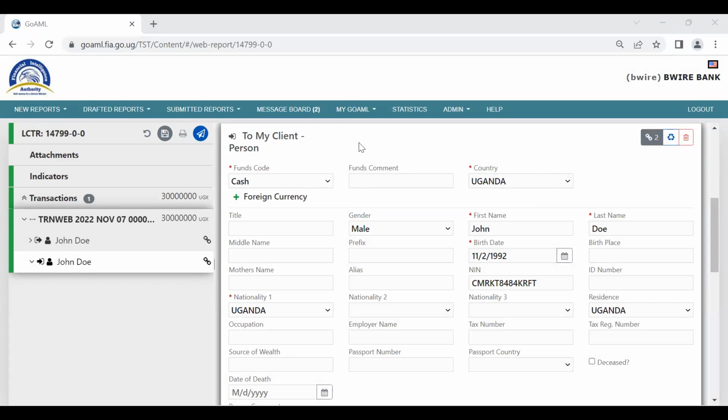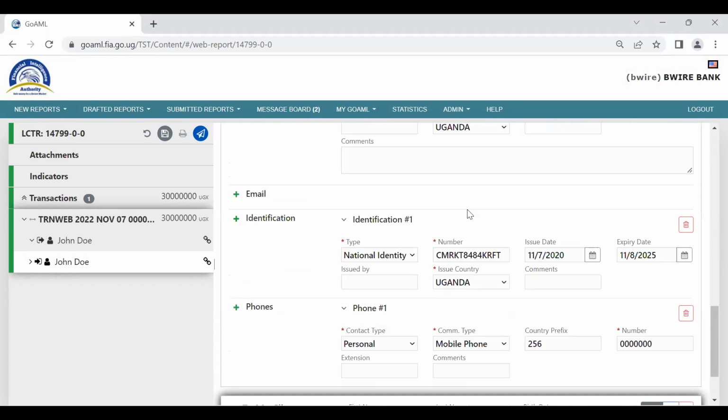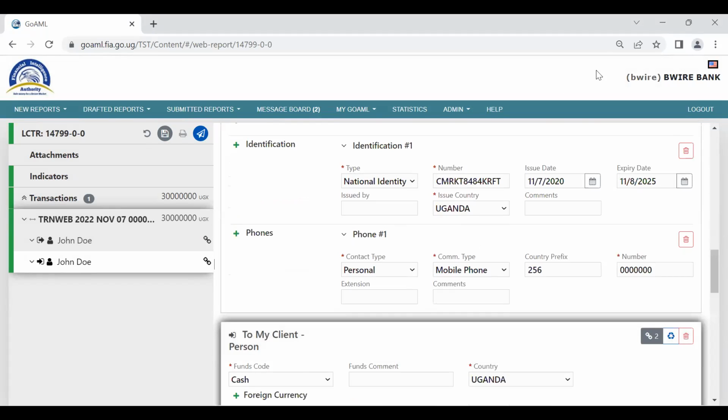I want us now to move to an example for money remittance. So silence means we are okay. So I'll now move to an example for money remittance.